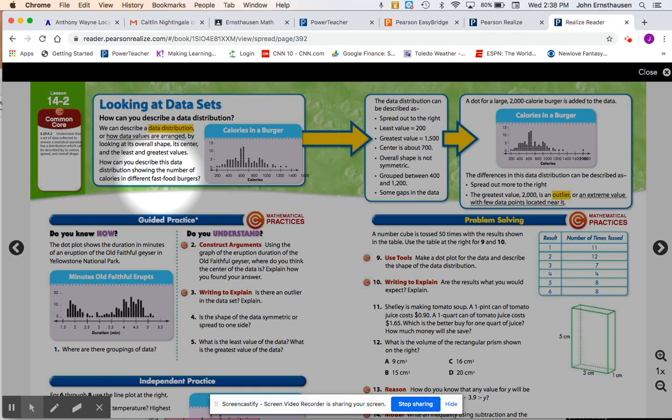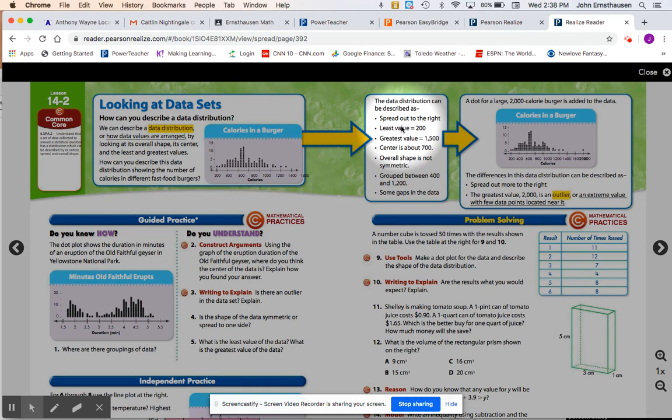So we're going to look at data sets today, and we're going to talk about data distribution. We can describe a data distribution, or how data values are arranged, by looking at its overall shape, its center, and the least and greatest values. How can you describe this data distribution showing the number of calories in different fast food burgers?